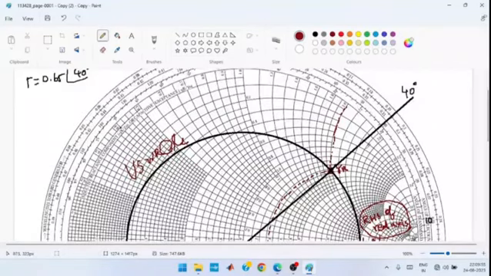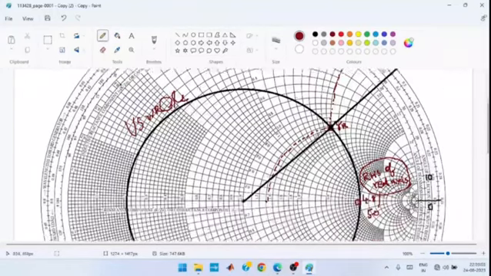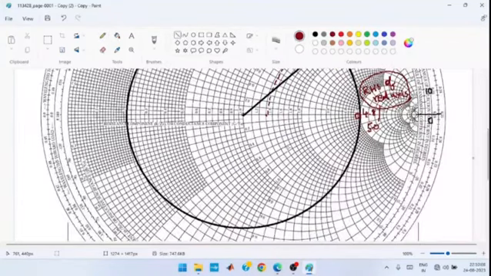We know that the impedance, small z, is always reciprocal to admittance. In the same way, in the Smith chart, this is small zL. So for finding admittance, what you have to do is extend the zL line to the opposite end.